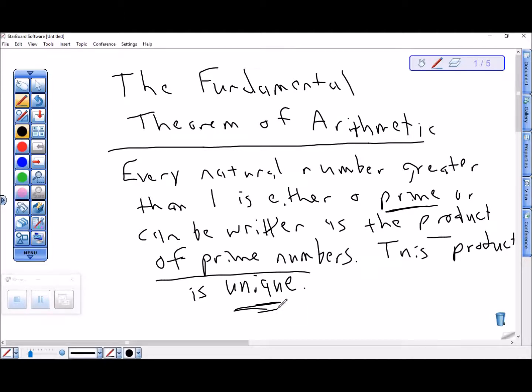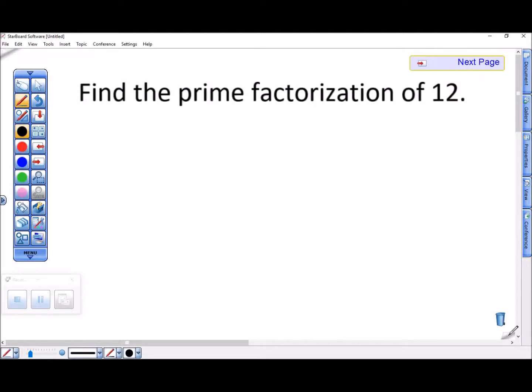Okay, so if I can find a product of primes that multiply together to be a number, that's the only product of primes that can do that, with a possible exclusion of order. Now, if I want to find such a factorization, so here I'm going to find the prime factorization of 12, one of the techniques I can use is something called a factor tree.